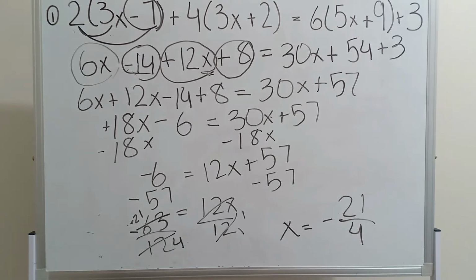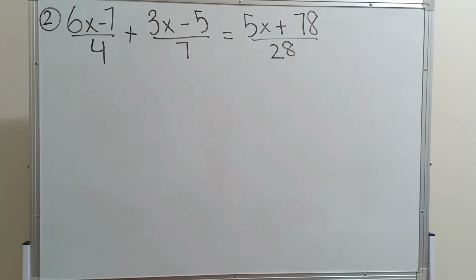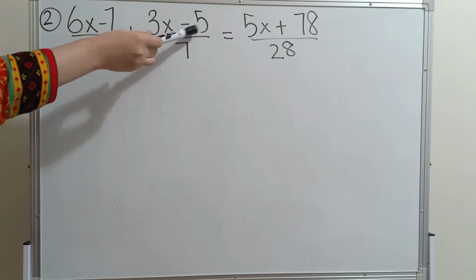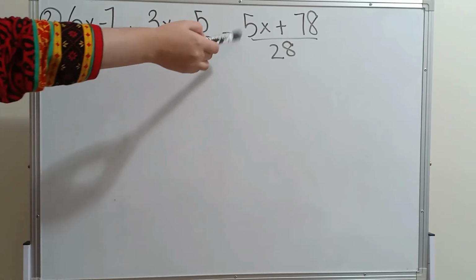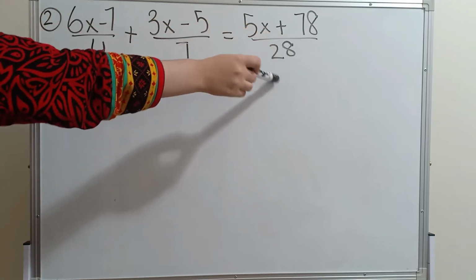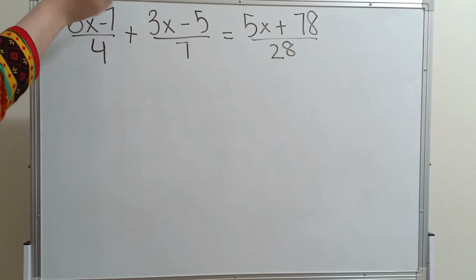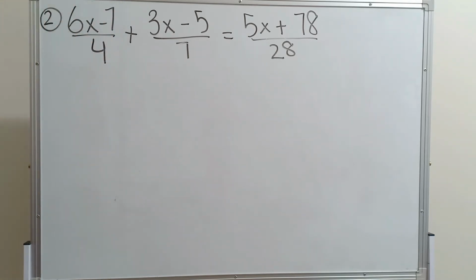Now let's move on to our second and our last question. So here we have our next question, our second question. So it says, let's take a look at what it says. It says 6x plus 7, which is divided by 4, plus 3x subtract 5 divided by 7 equals 5x plus 78 divided by 28. So we see that it's basically fractions, which meaning it is going to be more of division, and then multiplication and subtraction and addition. So it's basically all of the mathematic signs.